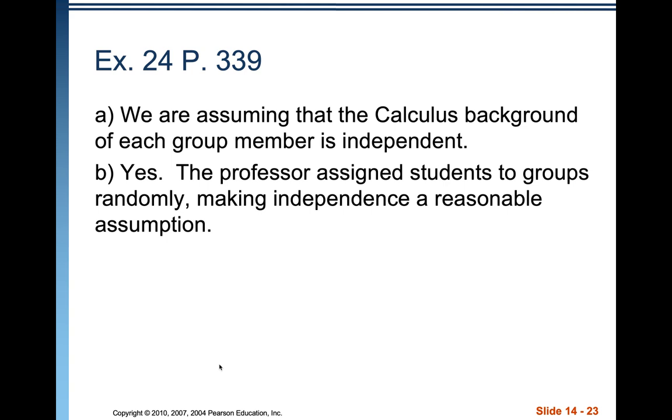And so you wouldn't have independence. If the professor assigned the students to groups based on their work habits, again, independence wouldn't be reasonable. If there's anything systematic in the way the professor or the students form the groups, then independence is not a reasonable assumption. But because the professor did use randomization, independence is reasonable.